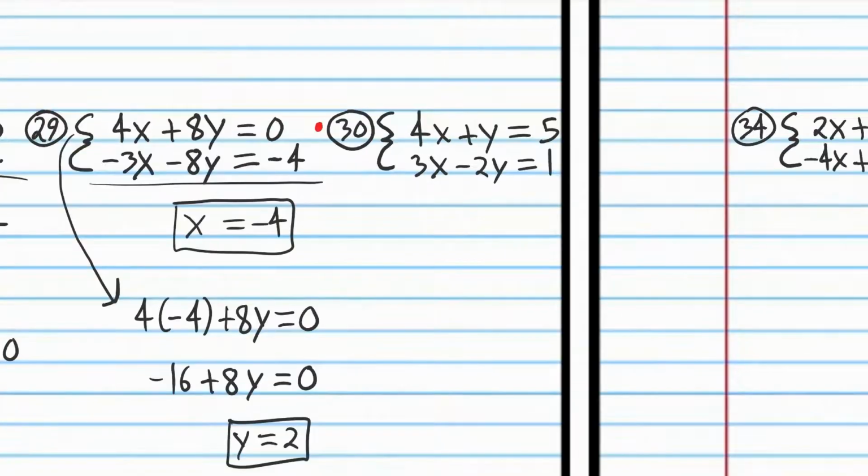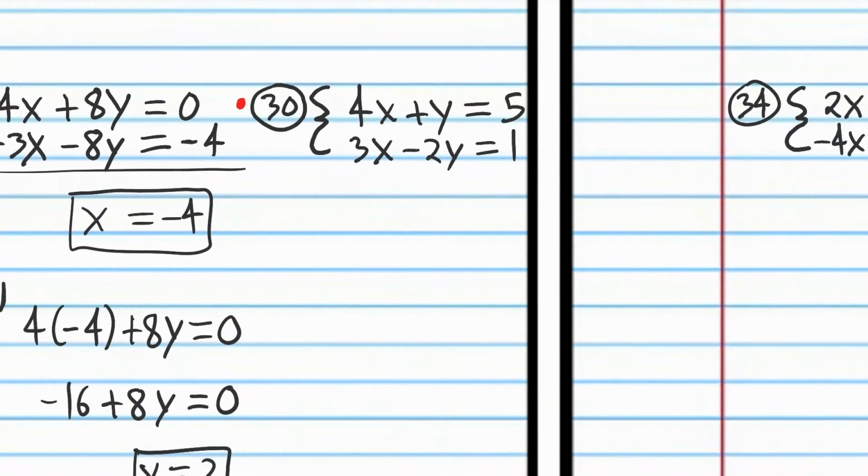But look at this problem. You have a 4 and a 3, those are not the same. And you have a 1 and a negative 2. Those are not the same. So we've got a big problem here. How can we add them up?